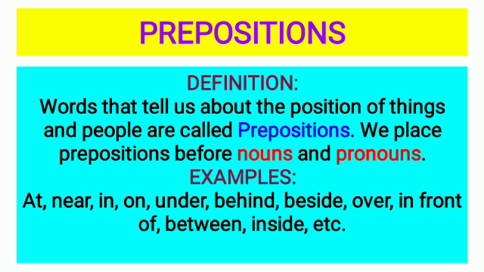What is a preposition? The words that tell us about the position of things and people are called prepositions. We place the preposition between the nouns and pronouns. Here are a few examples of prepositions: at, near, in, on, under, behind, beside, over, in front of, between, inside, and so on. So these words say something about the position of things and people. So these are called prepositions.